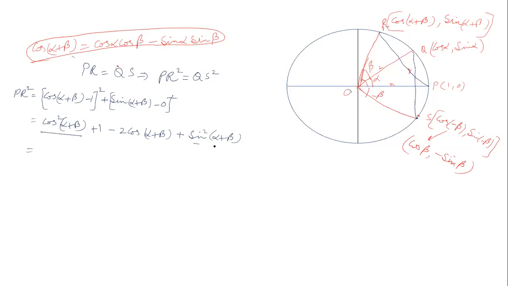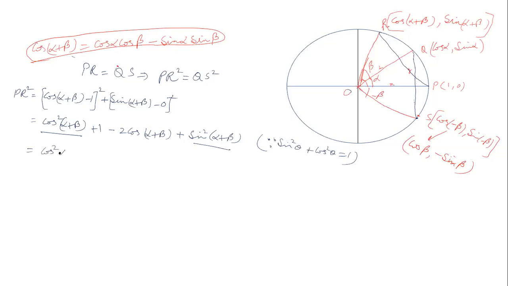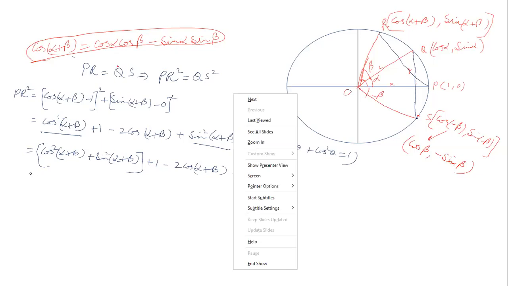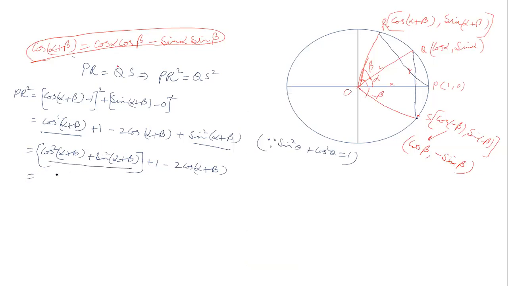Now taking these two terms together, we know that sine square theta plus cos square theta is 1. So cos square(alpha plus beta) plus sine square(alpha plus beta) becomes 1, plus 1 minus 2 cos(alpha plus beta). That is 2 minus 2 cos(alpha plus beta). Say this is equation number 1.